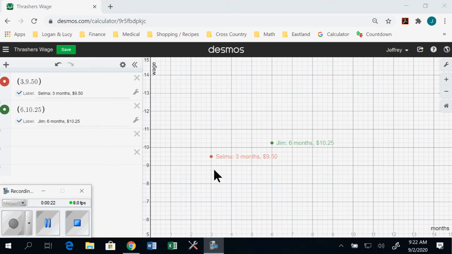Let's suppose at this restaurant Thrasher's, everybody who works there starts at the same salary and everybody gets the same raise every month, and it's a steady raise. Well, I have some questions for you. How much is that raise every month? What kind of a raise do employees here get every month? Another question. What's the starting salary at this place?